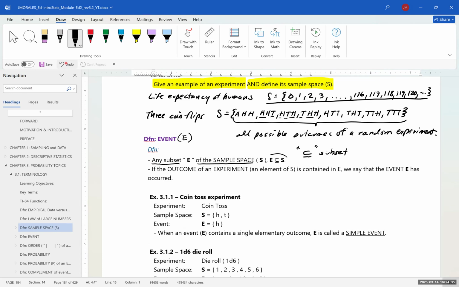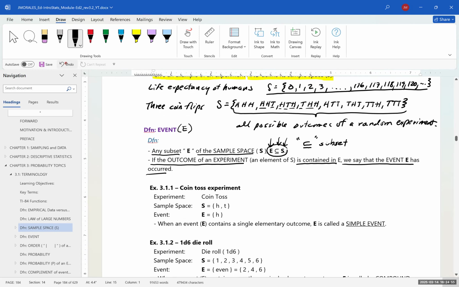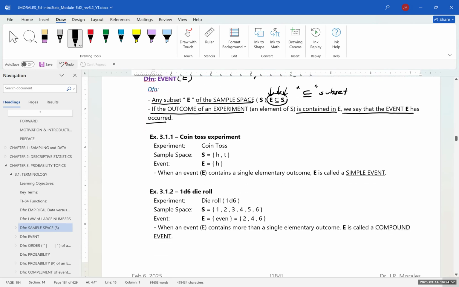And so what this means is that E is a subset of the sample space. So if an outcome of an experiment is contained in E, we say that the event E has occurred. So let's look at some examples of events.